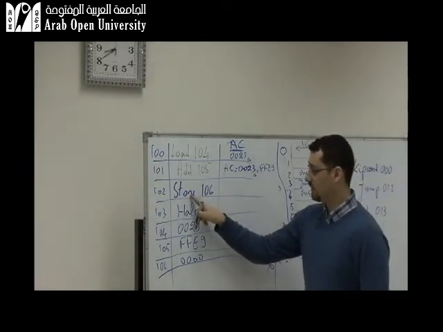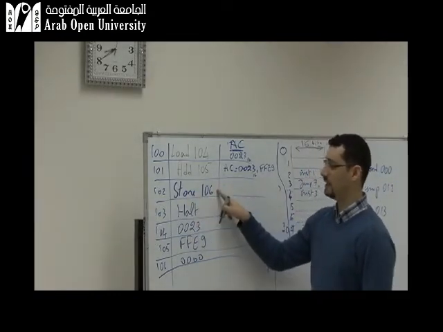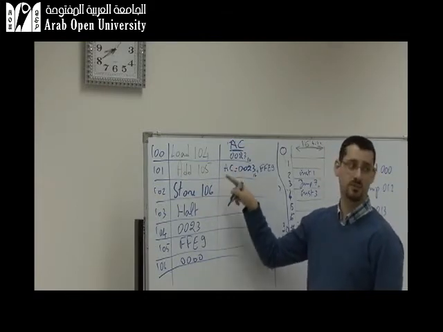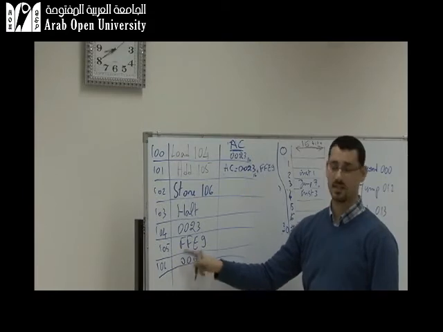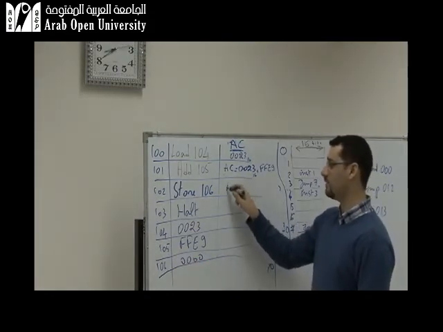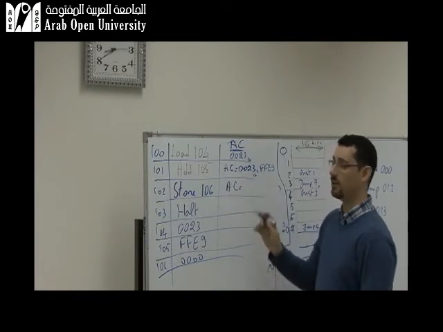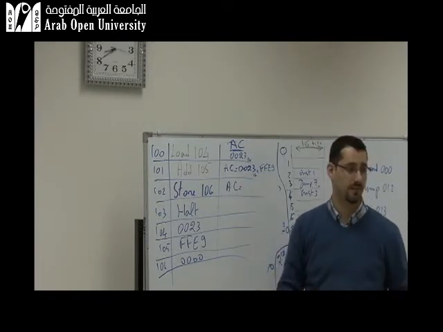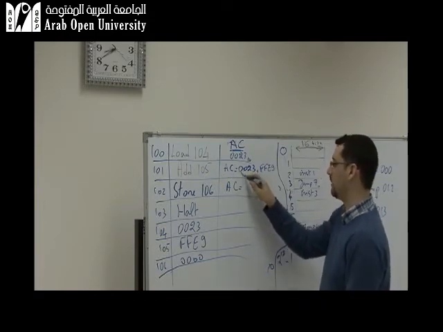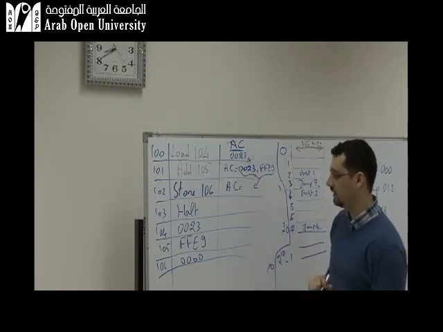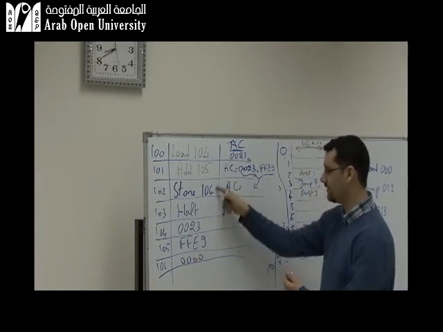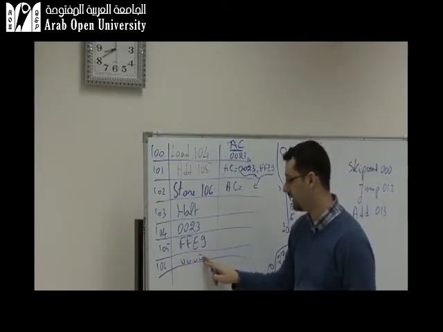Then the next instruction is to store at address 106. What we have inside the accumulator will be stored at address 106 after executing this instruction. So after executing this instruction, the content of the accumulator will be the same. In fact, what we will store is a copy of what we have inside the accumulator. So here we will have the same result, but at address 106, after executing store 106, here we will have the result.